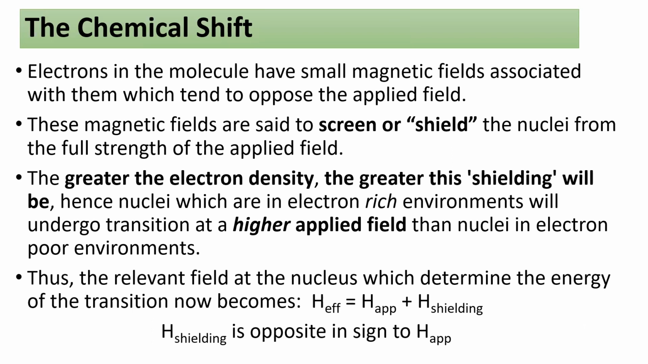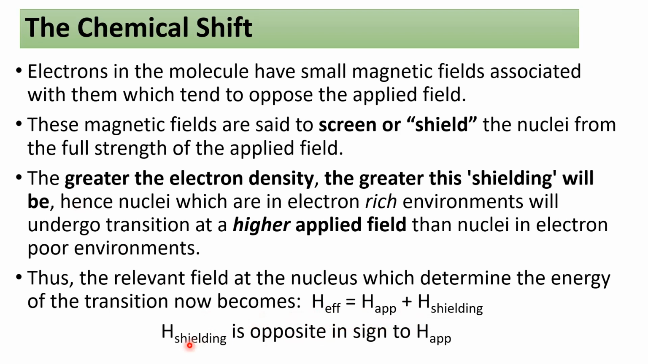So the electrons in the molecule have a small magnetic field associated with them, which tends to oppose the applied field. We spoke about that in a previous lecture. These magnetic fields can either screen or shield the nuclei from the full strength of the magnetic field that is being applied. The greater the electron density, the greater the shielding will be. We spoke about that at length in the last lecture. Hence, the nuclei in an electron-rich environment will undergo transition at a higher applied field than nuclei in electron-poor environments. Thus, the relevant field at the nucleus, which determines the energy of the transition, now becomes H effective equals H applied plus H shielding.